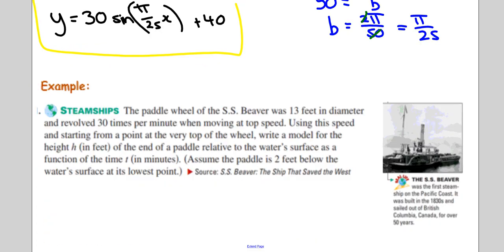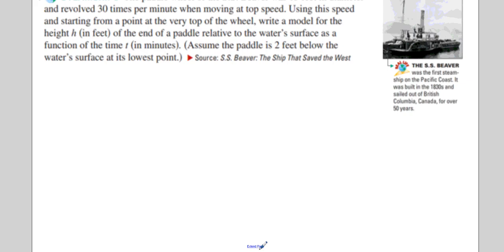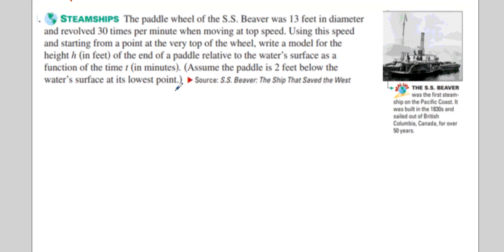Okay, so good. So steamships, cool. Here's another one. Here we don't have a graph, but they tell you things. The paddle wheel of the SS Beaver, a steamboat, was 13 feet in diameter. So it's a circle with a 13-foot diameter. It revolves 30 times per minute when moving at top speed. Using this speed and starting from a point at the very top of the wheel, that's a key thing, write a model for the height in feet at the end of the paddle relative to the water surface as a function of the time t minutes. Assume the paddle is 2 feet below the water's surface at its lowest point.